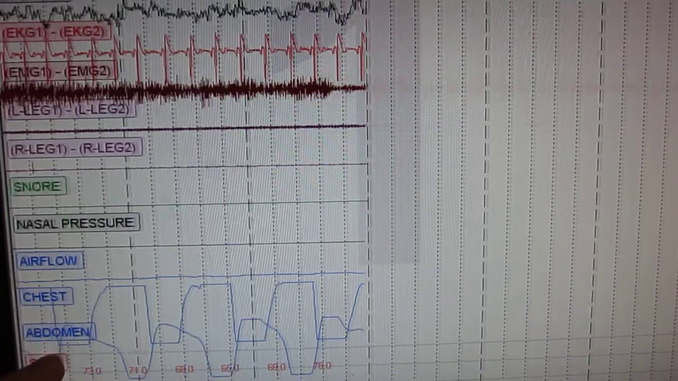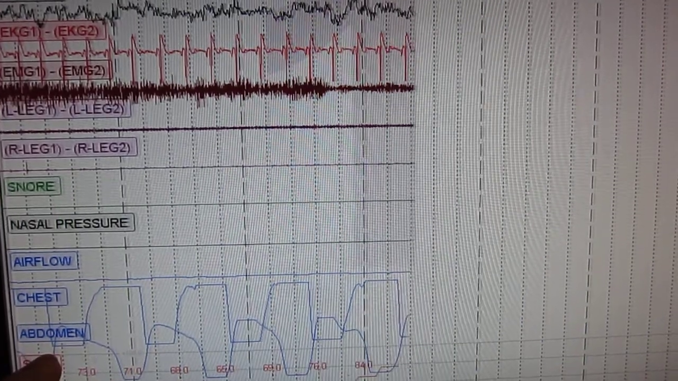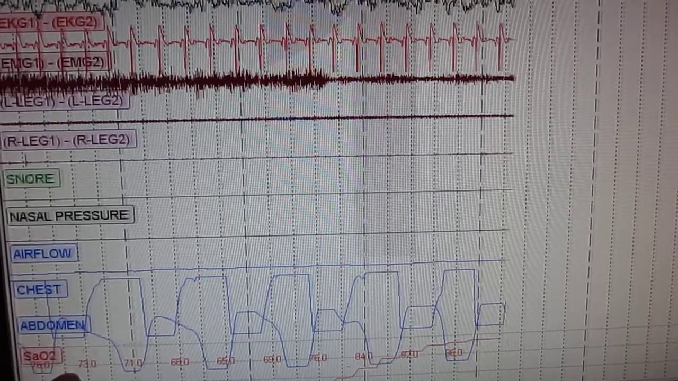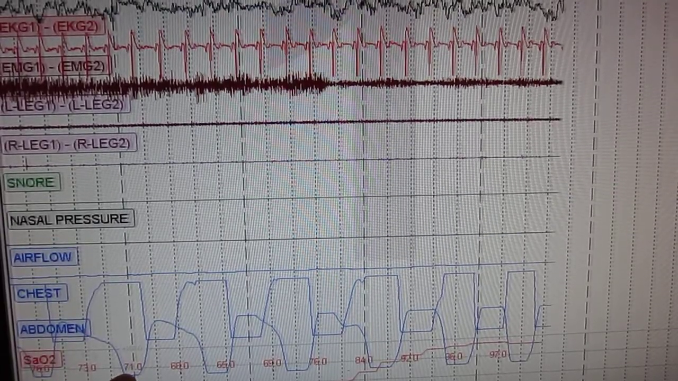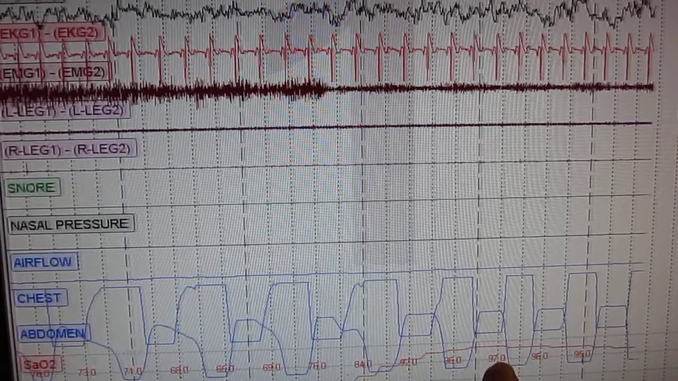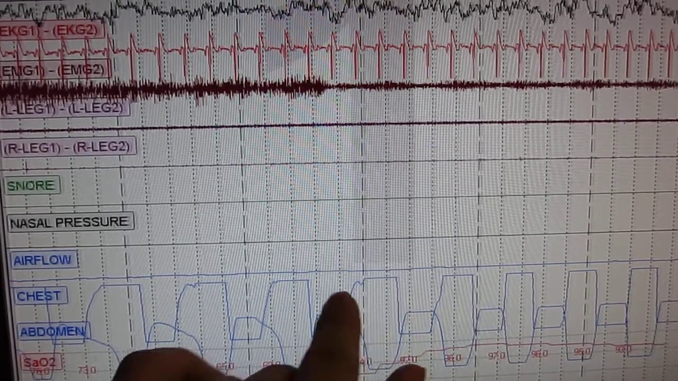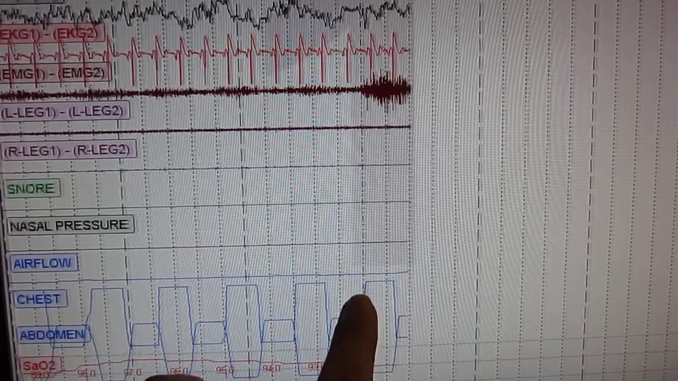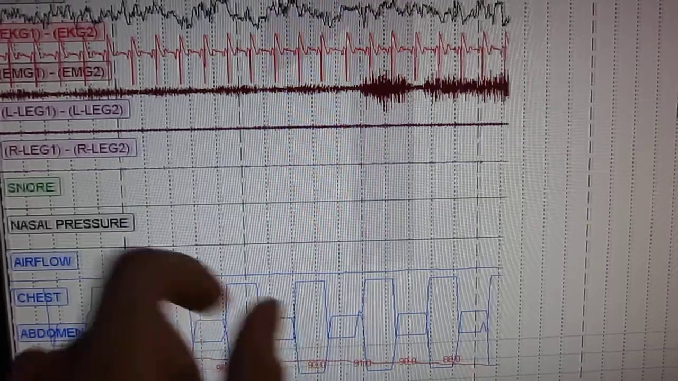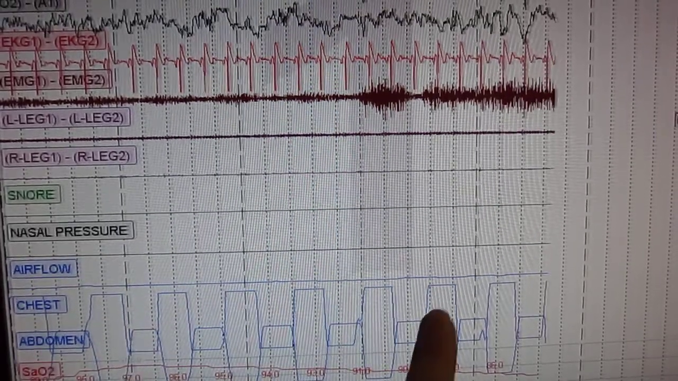The chest and the abdomen show whether or not they're trying to breathe or not. This bottom channel is their blood oxygen, which is normally 97 for this patient, but this is them not breathing. And as they don't breathe, you can see their blood oxygen getting lower and lower. The nasal pressure and the airflow are both flat.